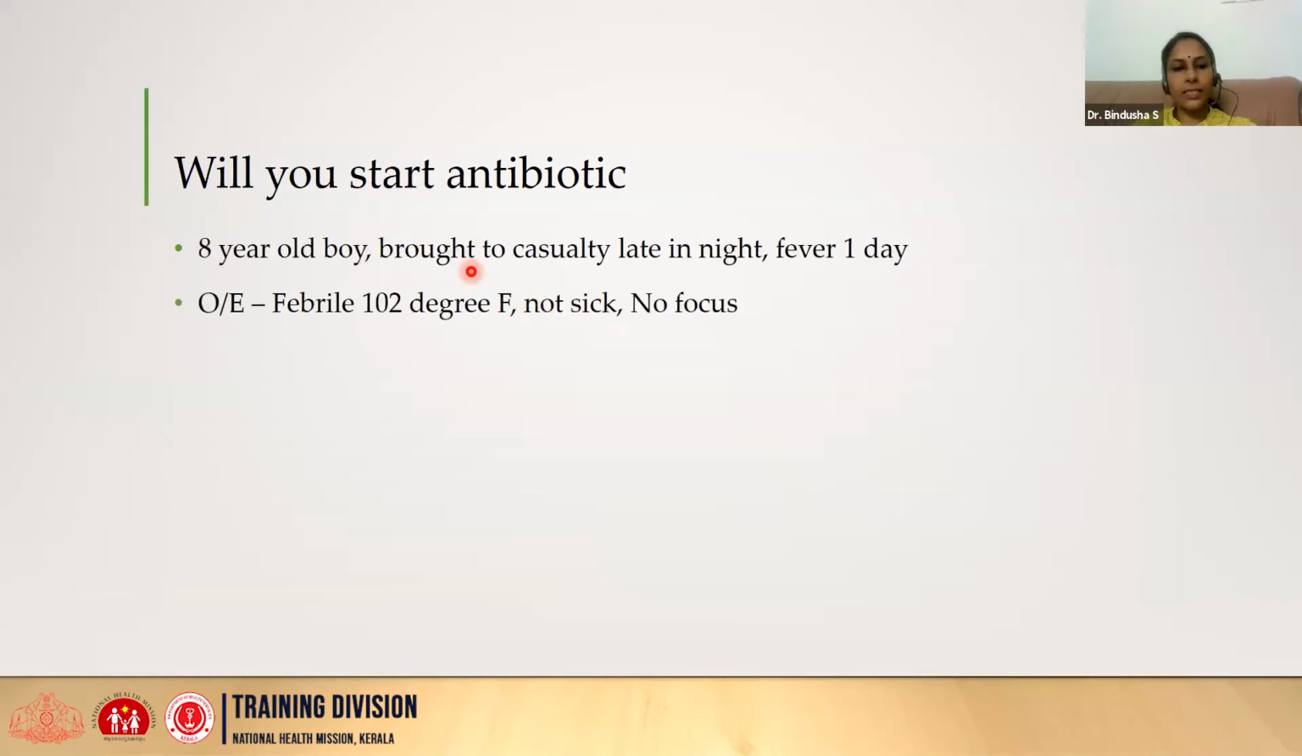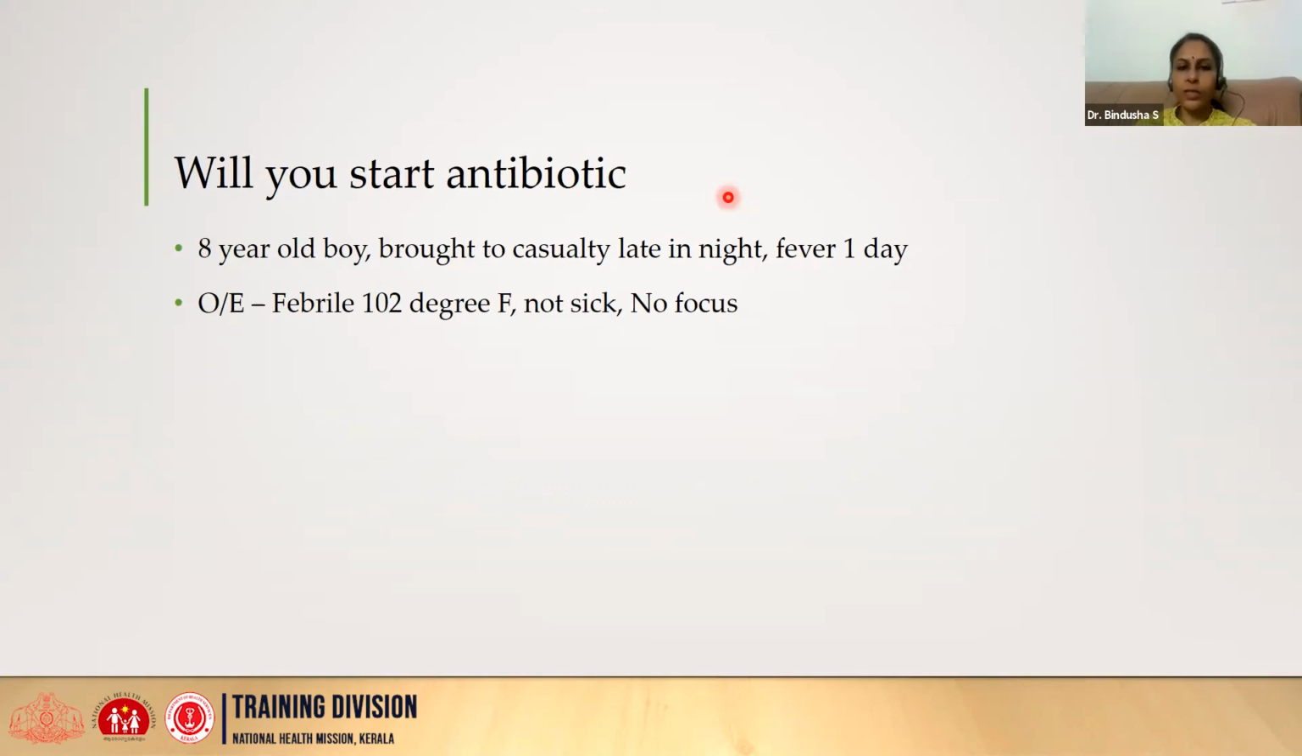This is another child, an 8-year-old boy. He was brought to the casualty late in the night with fever of 1 day by his father. And when the doctor is seeing the patient, he is febrile, but he is not sick and there is no focus of infection. Should we actually start an antibiotic for this 8-year-old child with 1 day fever? On examination, there is no focus for us, and the patient is not sick.